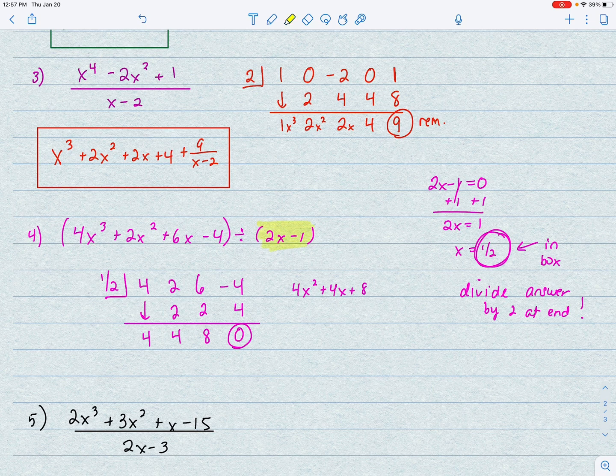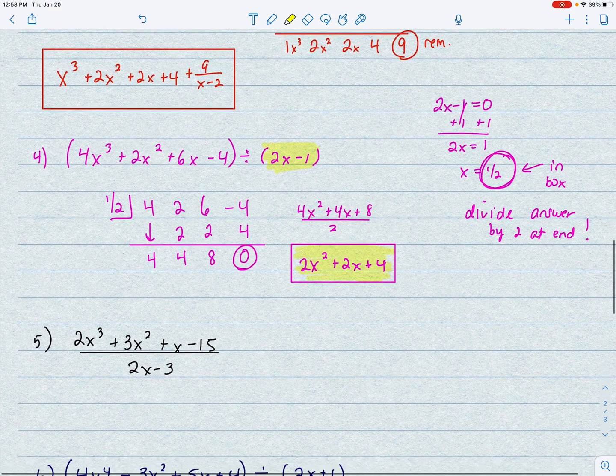So if it's just an x plus something or an x minus something, it's a lot easier. But once you have an extra number there, you got a couple of extra steps. So you have to use a fraction in the box, and now our answer, we have to divide this whole thing by 2. So the answer is 2x squared plus 2x plus 4. That's the quotient. And it makes sense because if I multiplied that by 2x minus 1, I would get the original dividend, and that's what it should be.